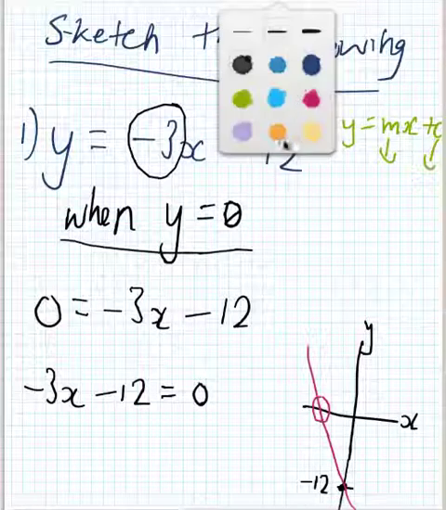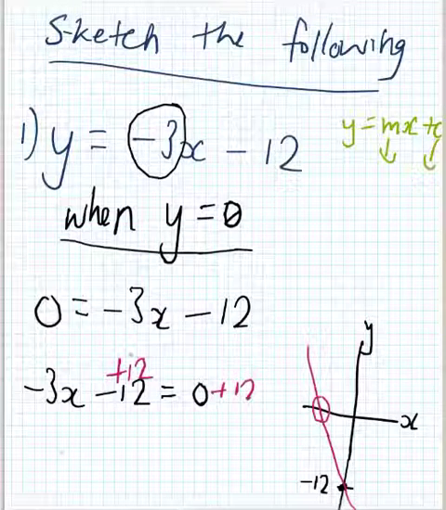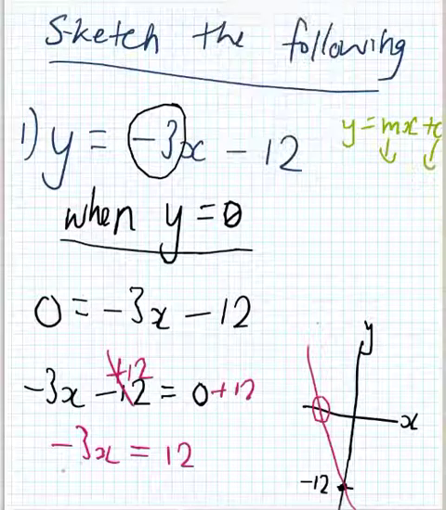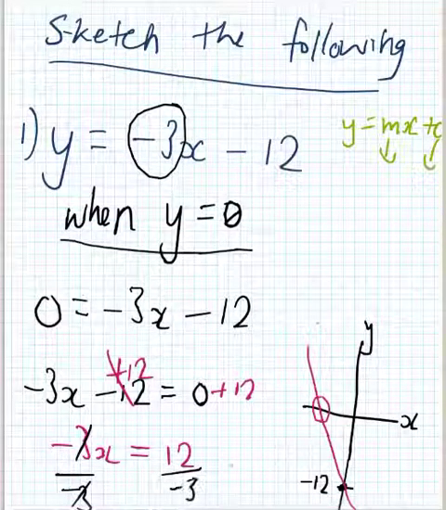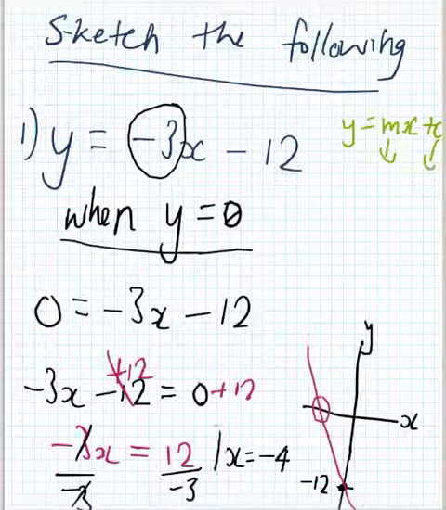So we've got minus 12, so we plus 12 on both sides. So we have minus 3x equals a positive 12. And our last step is to simply divide by negative 3. Divide by negative 3 and divide by negative 3. So x will equal, well, 12 divided by 3 is 4, and it's negative. A positive and a negative make a negative. So x is negative 4. And we have found the x-intercept.